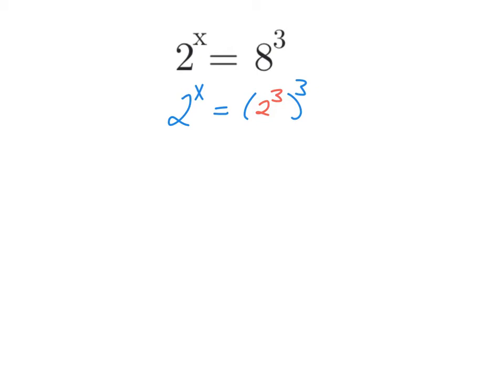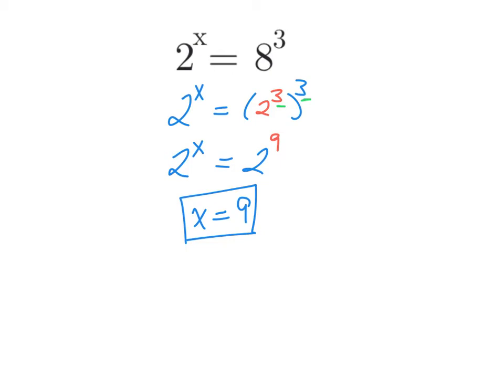So on the left side we'll have 2 to the x, and on the right side our base will be 2, but we have to figure out what the new power is going to be. And since we have a power to a power, that means we multiply them together. 3 times 3 is 9. Now since our bases are the same, their powers are the same, and x is equal to 9.